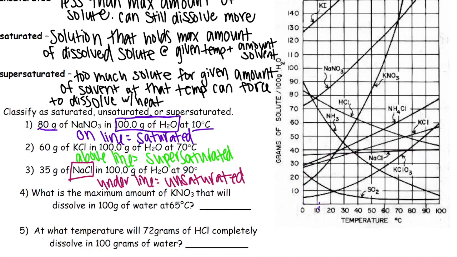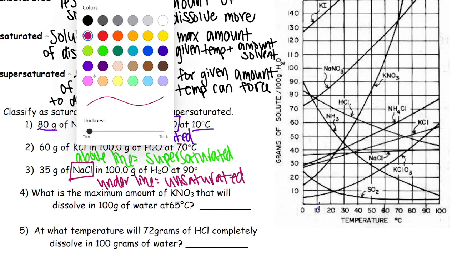What tends to throw students off is not paying attention to which line it is that they're looking at and overthinking the units on the graph. In the question it says, what's the maximum amount that will dissolve in 100 grams of water? And then they try to do some kind of math to figure this out. But all of these are in 100 grams of water. So that's why I keep pointing that out over and over again, so that you're familiar with it and used to seeing that. So it says, what is the maximum amount of KNO3 that will dissolve in 100 grams of water at 65 degrees Celsius?